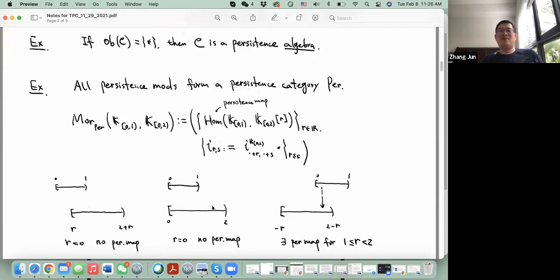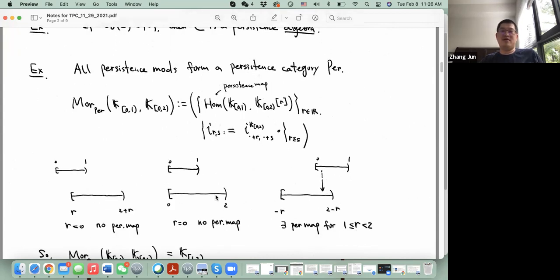As I mentioned earlier, sometimes when you deal with two persistent modules, the only persistent morphism you consider is 0. Here is an example: you have [0,1] and [0,2]. If there's no shift, the only persistent map is 0. And you start to shift a little bit. Let's say you shift by a negative amount. By convention, if you shift by negative, the corresponding barcode shifts right. Still, the only persistent morphism is 0.